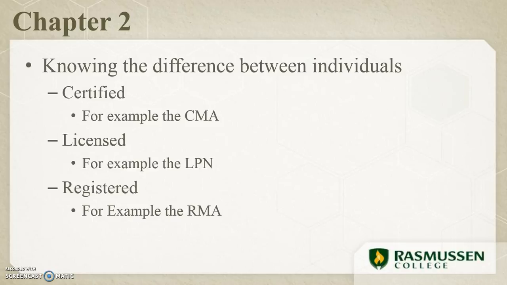Where licensing, or being licensed, means that a government agency, usually a state agency, authorizes that the individual is able to work in a given occupation. So an example of that would be a licensed practical nurse, or an LPN.